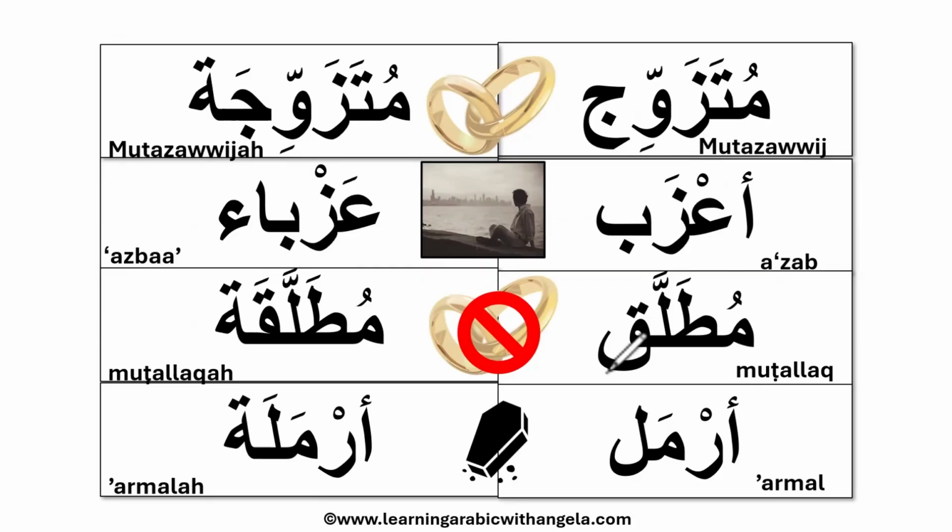I'm divorced. أنا مطلق. So the lam is doubled. مطلق. Again, be mindful of that doubled lam. And we're pronouncing that with the emphatic ta. Not ت, ط. So emphatic ta.